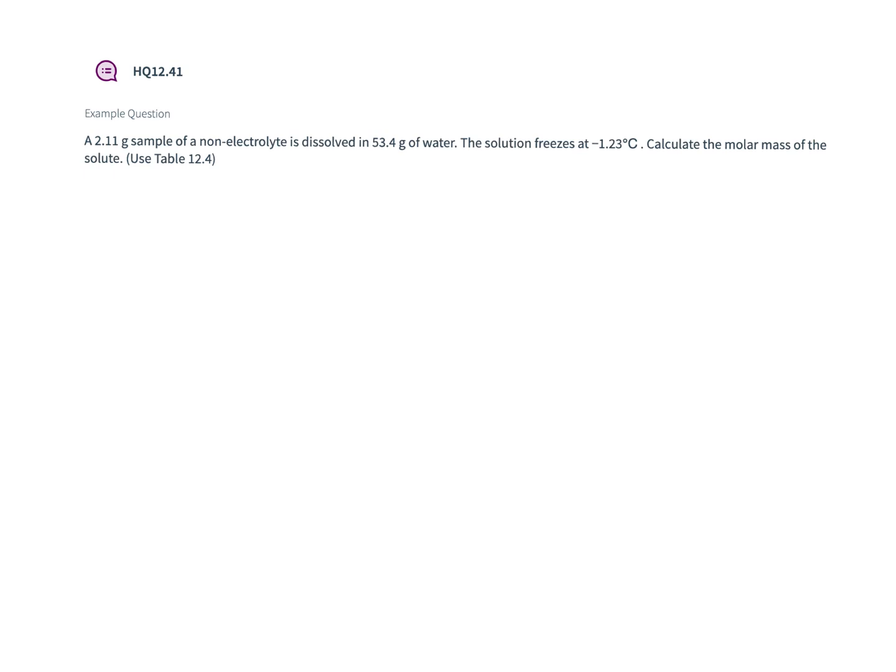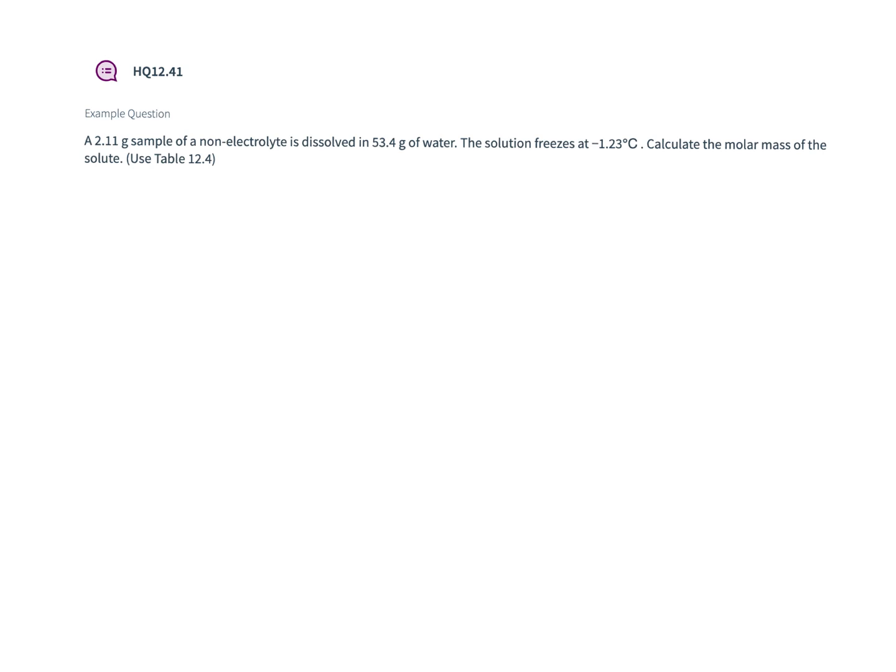Question 12.41 from the homework is a little bit more challenging. We're given the following information. We've got a 2.11 gram sample of a non-electrolyte dissolved in 53.4 grams of water, and that solution freezes at a temperature of minus 1.23 degrees Celsius. With that information, calculate the molar mass of the solute.